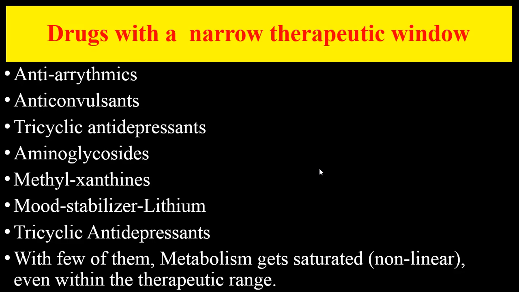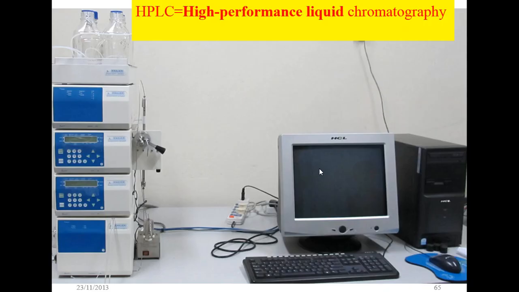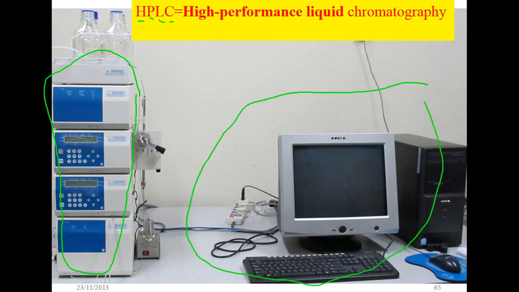For example, theophylline is a methylxanthine. Look, this is the instrument that we use for therapeutic drug monitoring, or TDM, in our pharmacology lab. This is known as the HPLC machine. It is operated through a computer, but this is the machine, and we call it high performance liquid chromatography. It is based on the principle of chromatography, that's why we call it chromatography.